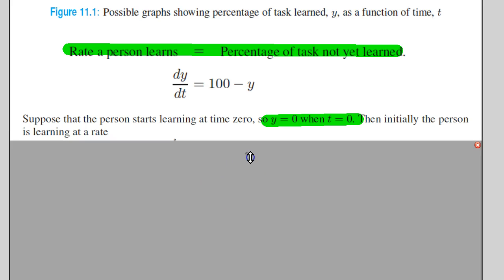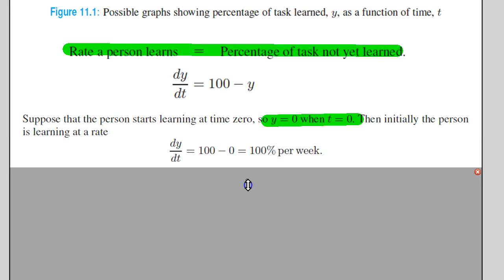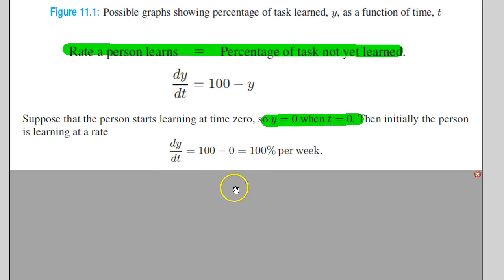That implies that initially, for the first week of learning, if they initially learn nothing, then at that current rate, measured with respect to a week, when y is equal to 0 and t is equal to 0, dy/dt is equal to 100% per week. So ideally, if they go with a consistent rate, at the end of 1 week they will have learned 100% of what they need to learn.